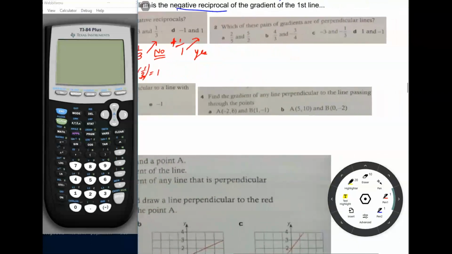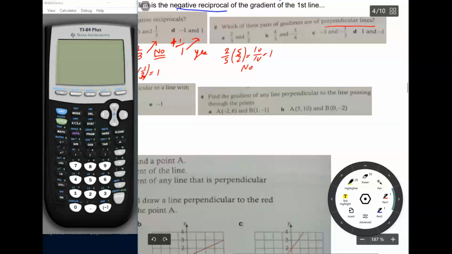Which of these pairs of gradients are of perpendicular lines? Okay, perpendicular lines have gradients which are negative reciprocals. So if, for example, we multiply the two together and get -1, then we know we're fine. So this gives us 10 over 10, which is equal to 1. Is that -1? No. So they're not perpendicular lines.